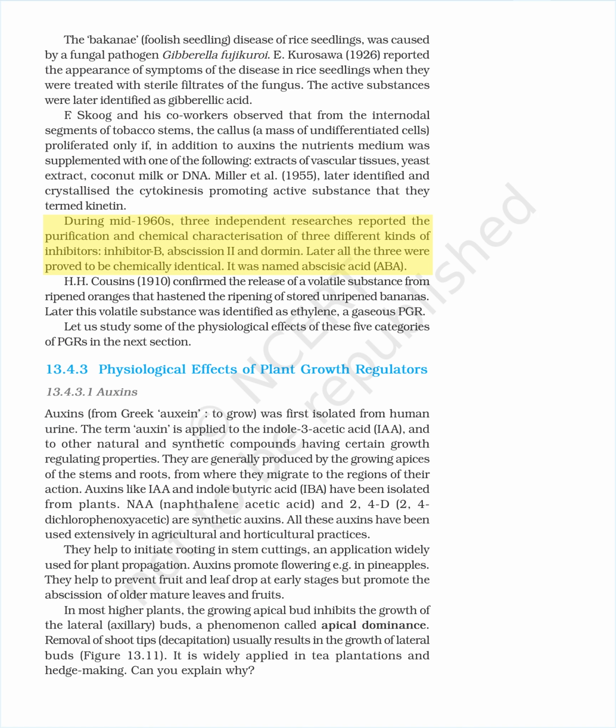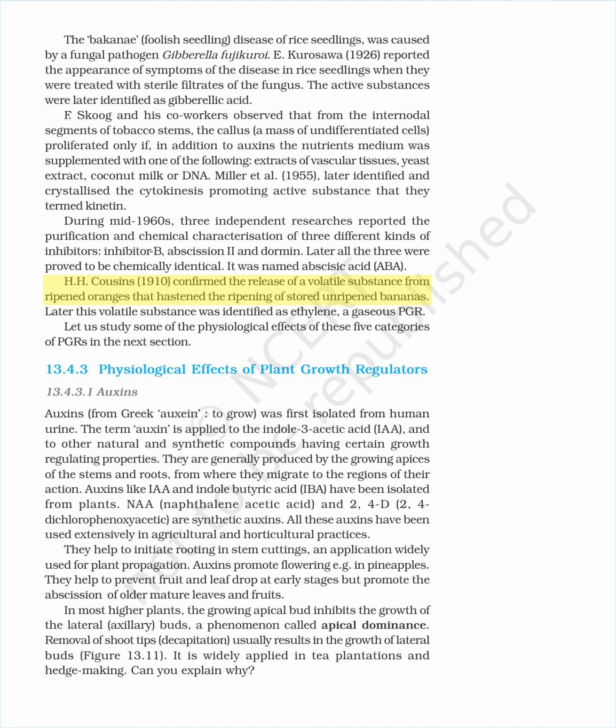During the mid-1960s, three independent researchers reported the purification and chemical characterization of three different kinds of inhibitors: inhibitor B, abscission II and dormin. Later all three were proved to be chemically identical. It was named abscisic acid, ABA.